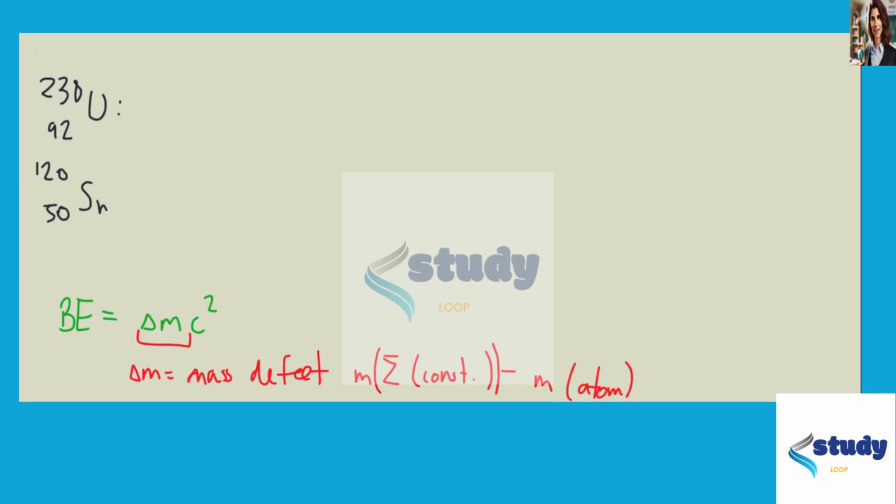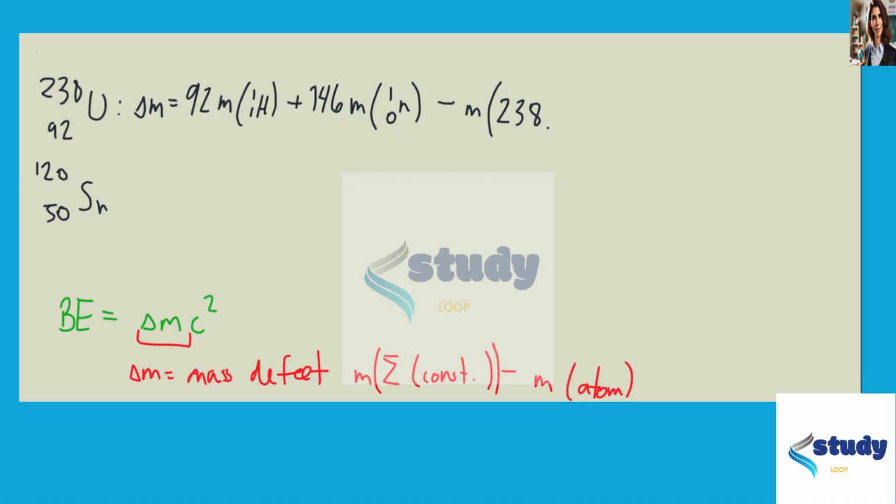So for uranium, this is equal to 92 protons, which are actually hydrogens because it includes one electron, plus now we have to calculate the number of neutrons. For this we will simply do 238 minus 92, and that gives us 146. So 146 times the mass of a neutron minus the mass of the whole thing together, which you can find in the table at the end of the manual. And so that is 238.050784.